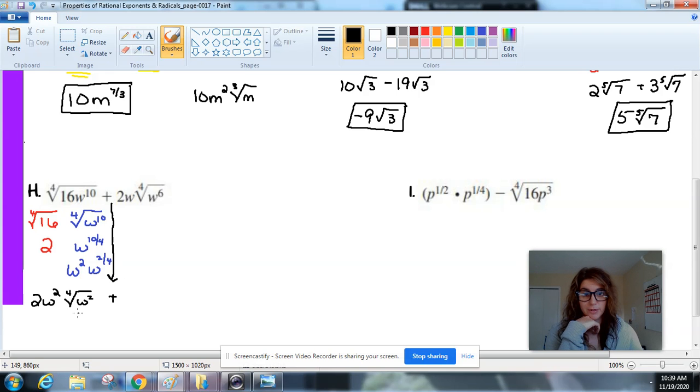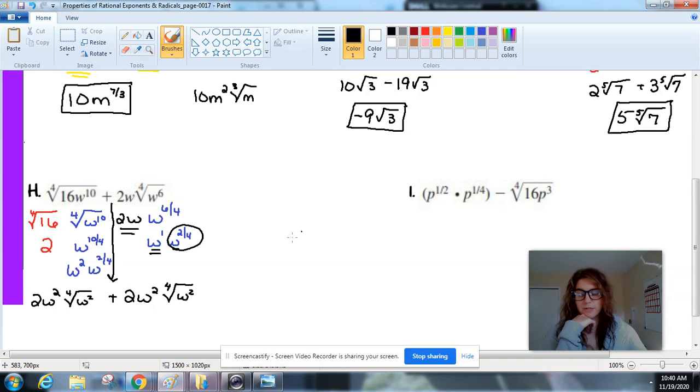So I know this is going to be my goal. I better end up with that over here. 2w is not changing. I'm going to take my w to the 6 over 4. I'm going to reduce that. That is w to the 1 and 2/4. So now when I combine things, whole values get to go outside. You multiply them together, so that becomes 2w squared. And then this guy goes back inside, 4th root of w squared.